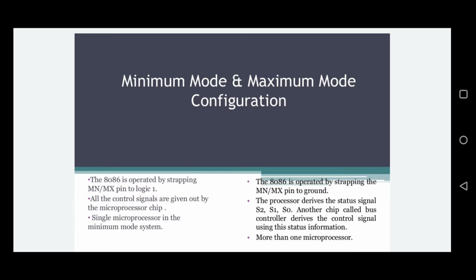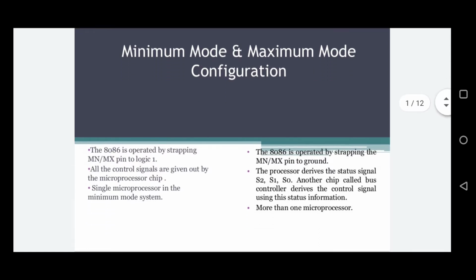And coming to maximum mode configuration, when the MN/MX pin of the 8086 microprocessor is connected to the ground, it will act as maximum mode configuration. So maximum mode means more than one processor. In this configuration, the first is the 8086 microprocessor and the second processor is called the bus controller 8288.